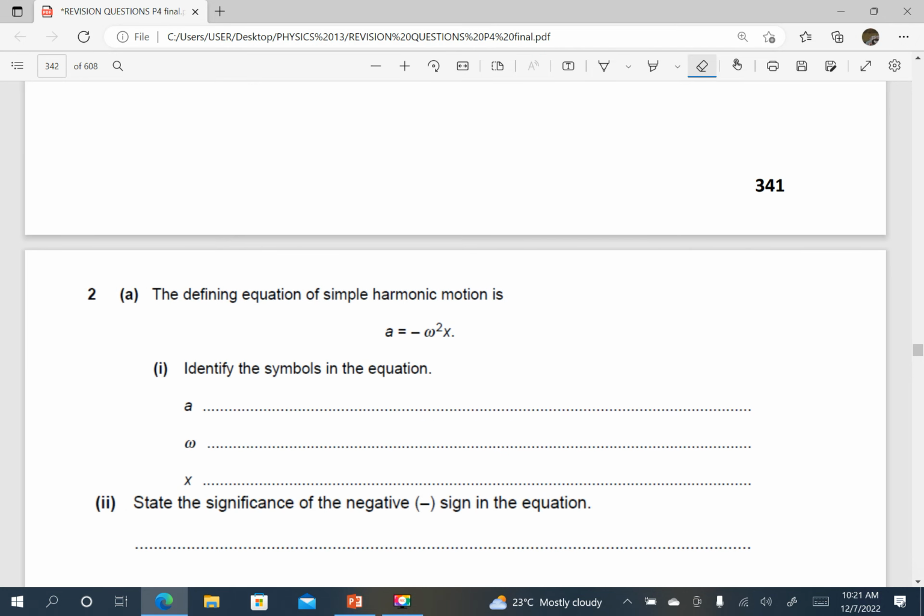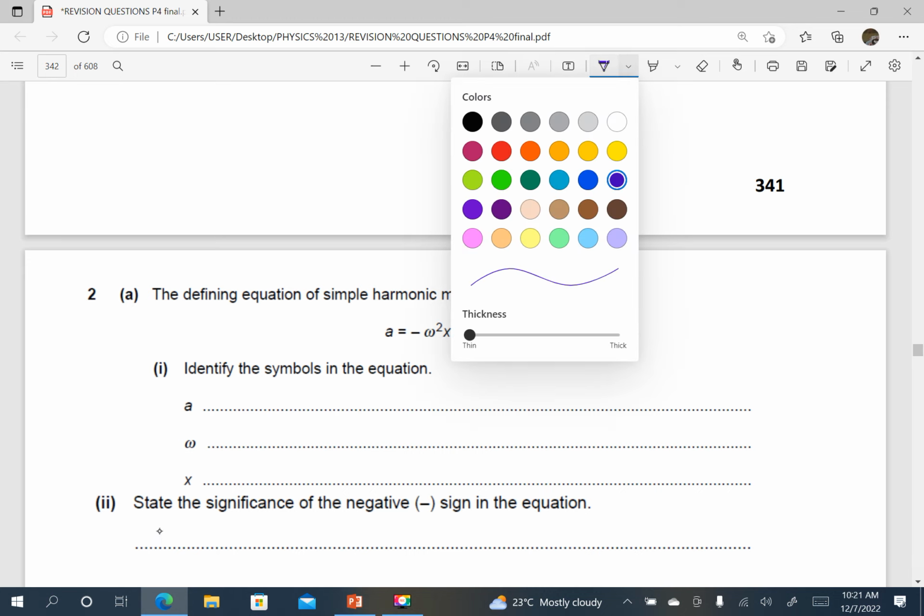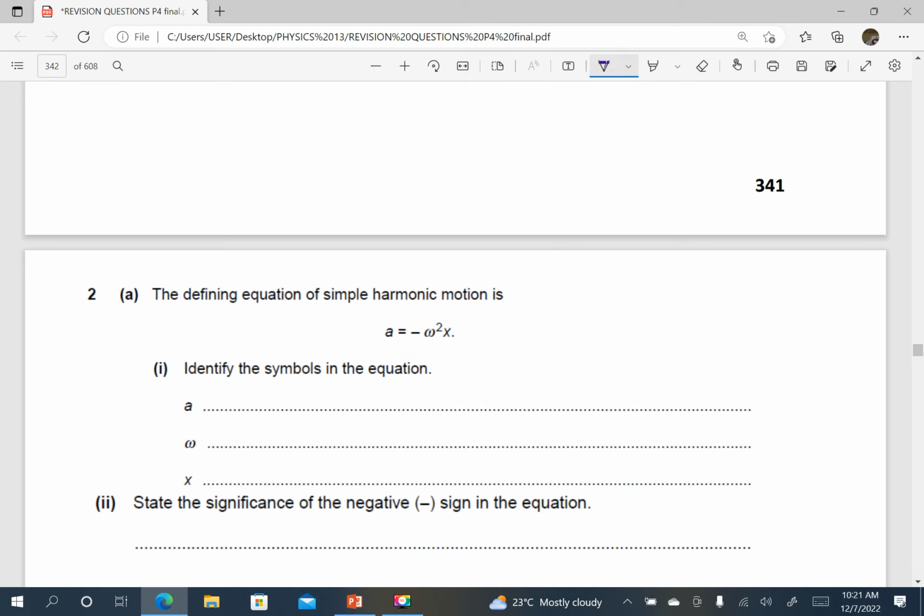Okay, next, the defining equation of simple harmonic motion is that. Identify the symbols in the equation. I think this is an easy equation. A is acceleration. And this omega is angular velocity or angular frequency. Then x is displacement. That is an easy question.